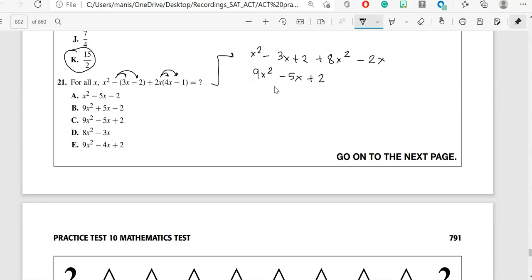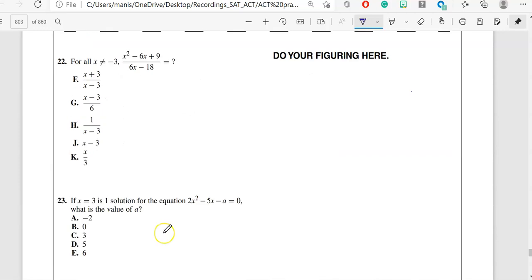Okay, do I have any answer? Yes. My answer choice C is the correct answer for this question over here. So question number 21, I got the answer choice C as my correct answer. Now let's look at question number 22.